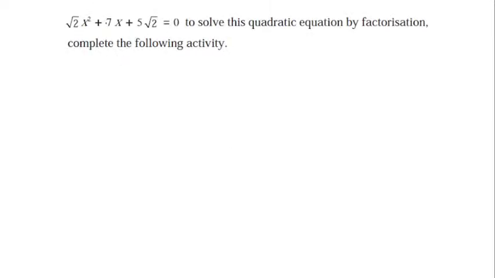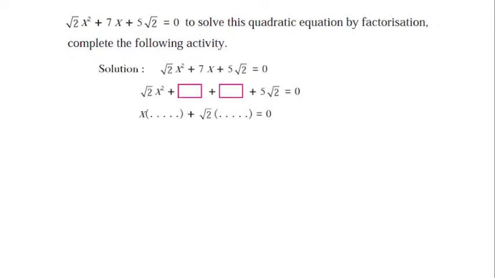Root 2 into x square plus 7x plus 5 root 2 is equal to 0. To solve this quadratic equation by factorization, complete the following activity. So this is the question given in the form of activity. So first of all the equation itself reads root 2 x square plus 7x plus 5 root 2 that is equal to 0.